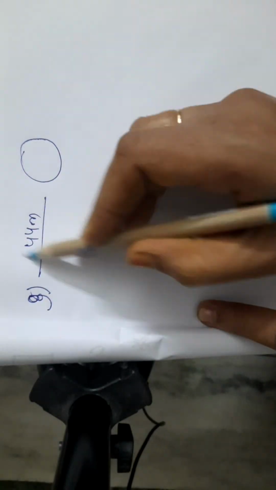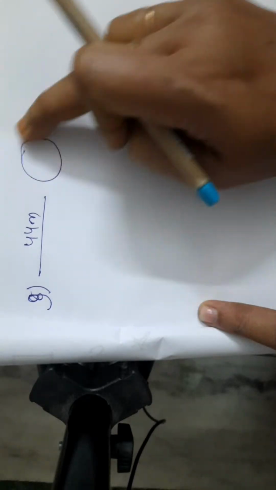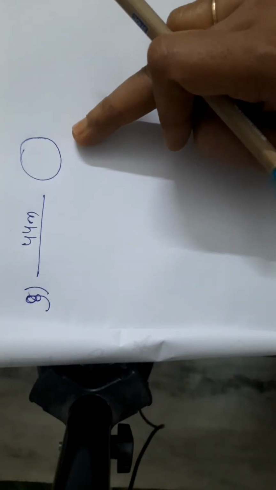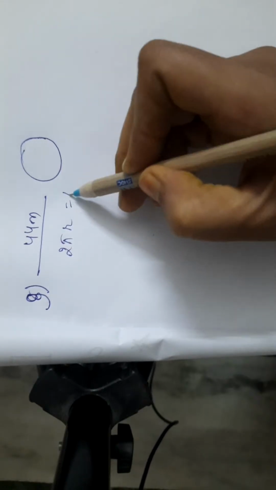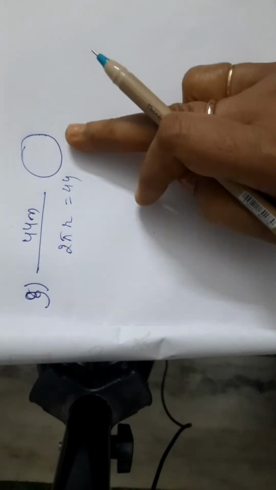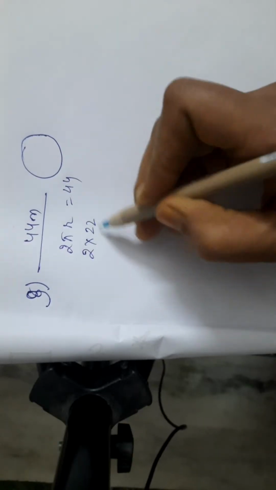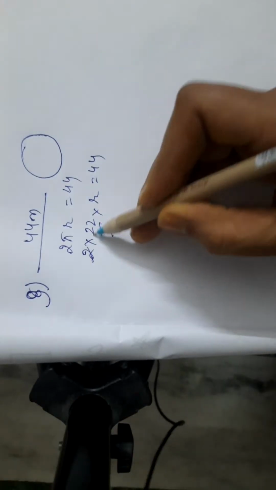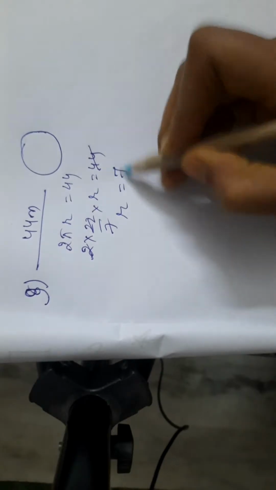So this 44 is nothing but the circumference of the circle, as with the wire we are making the outer boundary. So the circumference of the circle will be considered 44. Now 2 pi r is 44. Here the radius is not given, with this comparison we can calculate the radius. 2 multiplied by 22 by 7, r is 44. So 22 2s are 44, it got cancelled. Thus the radius is 7 meter.